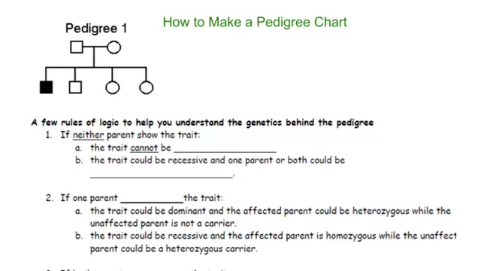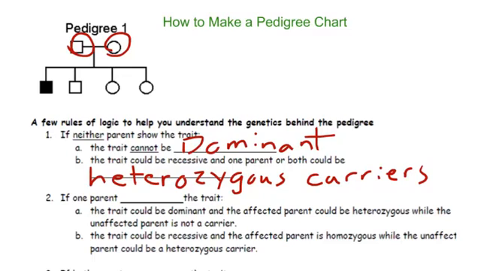Now let's take a look at a few rules of logic to help you understand the genetics behind the pedigree. Basically, follow these rules when you get stuck. So in our first example, if neither parent shows the trait, like we have in pedigree 1, the trait cannot be dominant. We have 2 options. The trait could be recessive, and one parent or both parents could be heterozygous carriers, which is exactly what we decided in this parrot pedigree, that all 3 of these offspring were carriers.